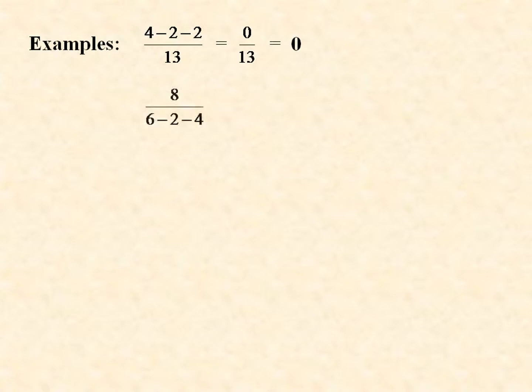Here are some examples. 4 minus 2 minus 2 over 13. The top simplifies to 0, so that's 0 over 13. And that is 0. You can have 0 in the top. 8 over 6 minus 2 minus 4 is 8 over 0. But you cannot have 0 in the denominator, so that one's undefined.